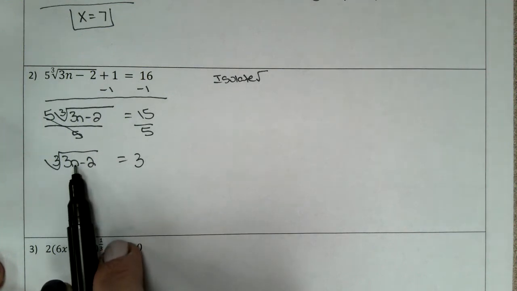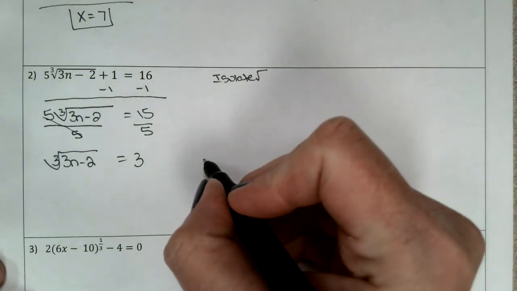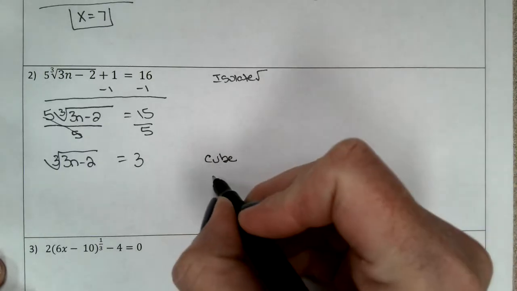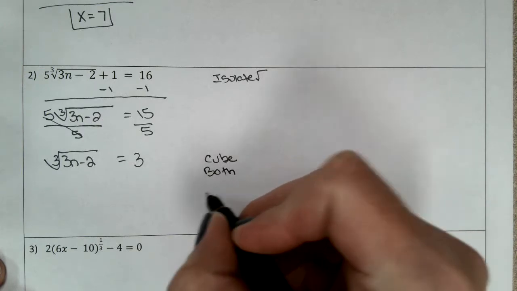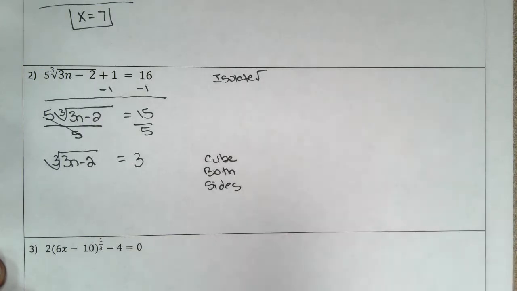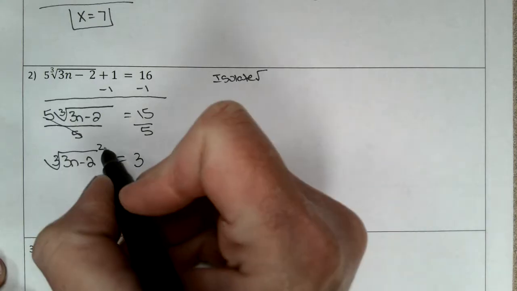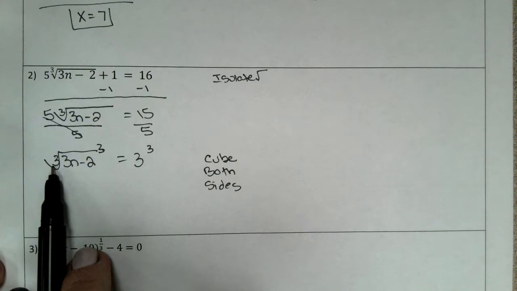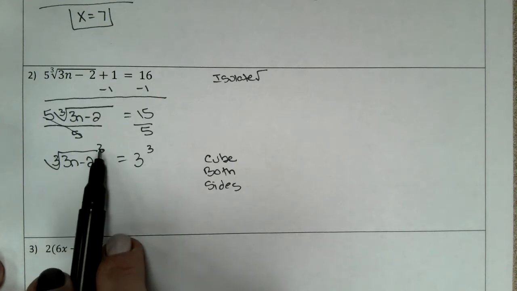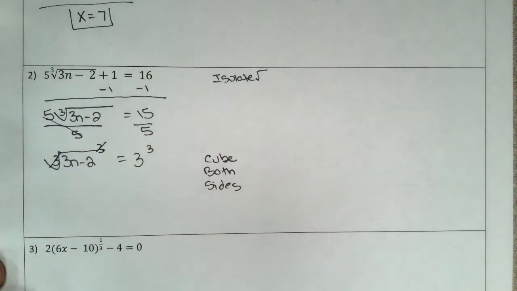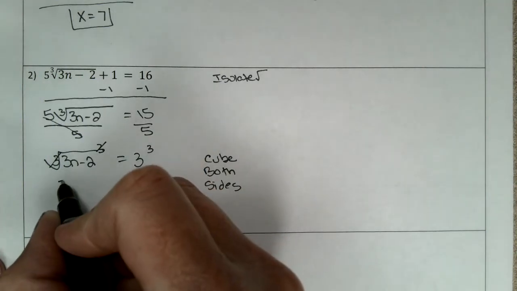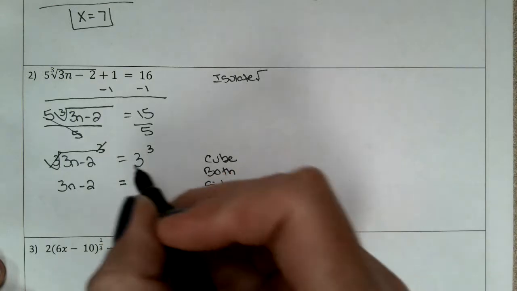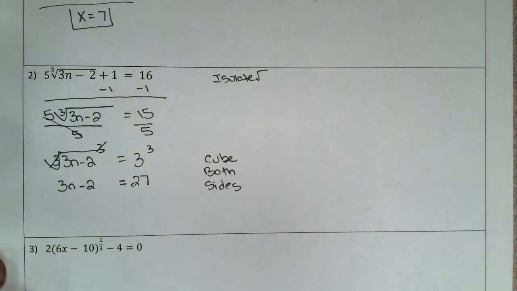Now we have a cube root. And so this time, instead of squaring both sides, you have to cube both sides. So whatever the index is here, you have to raise it to that power to undo it. That just leaves me a 3n minus 2 on the left, and 3 to the third is 27.